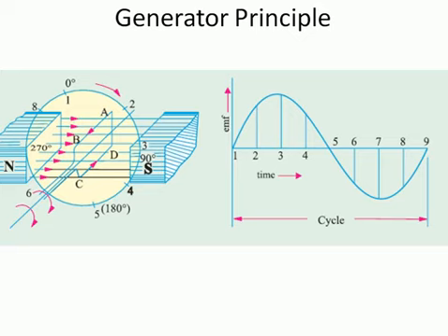In order to analyze that, we will be dividing one full cycle of rotation into different segments. These different segments are indicated here. This is position 1, which corresponds to the vertical position of the coil, that is 0 degrees, and this is position 2, which corresponds to 45 degrees after rotation of this coil. Then comes position 3, which corresponds to 90 degrees after rotation from this initial position.